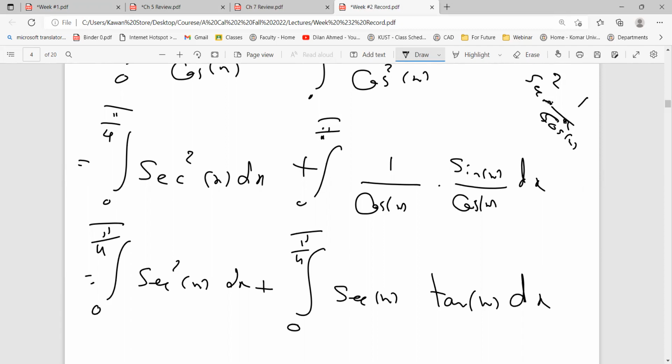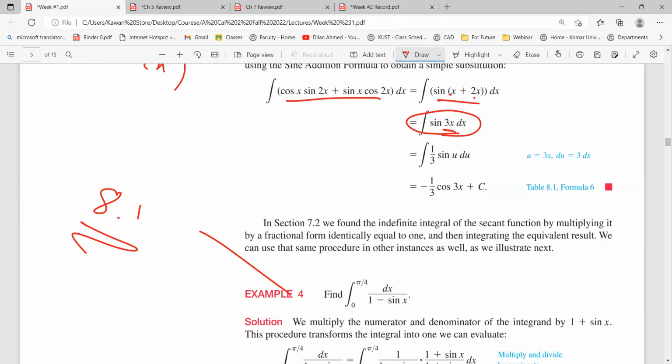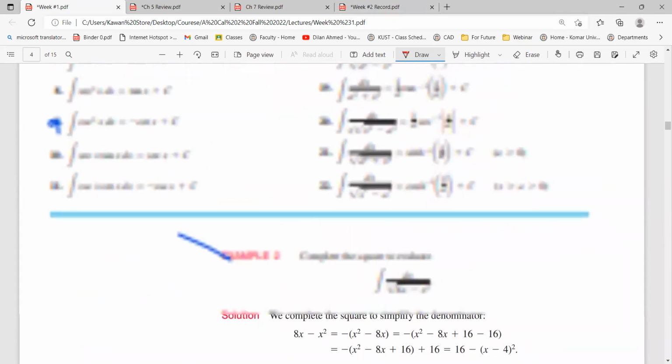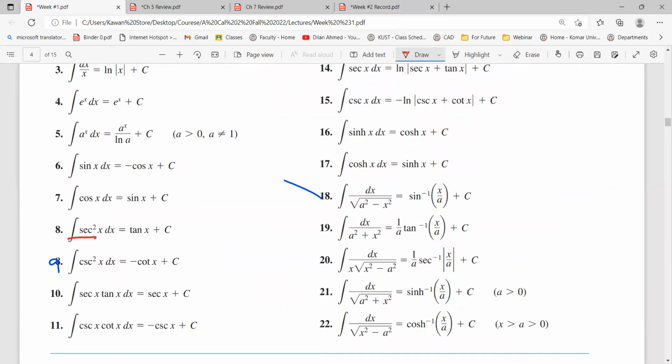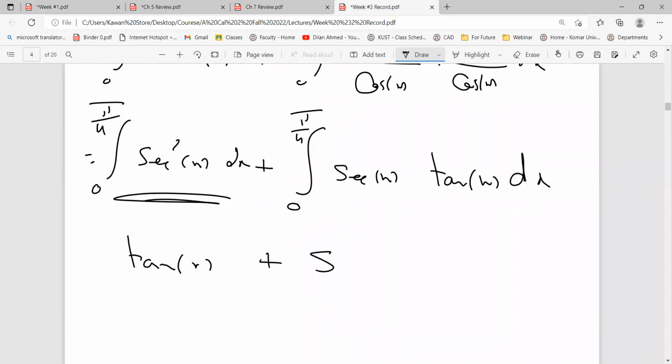The integral of secant squared is equal to what? Tan or tan squared? Tan, okay. So that one is equal to tan of x. Thank you. How about secant tan is equal to what? Secant of x. You need to review, I told you.